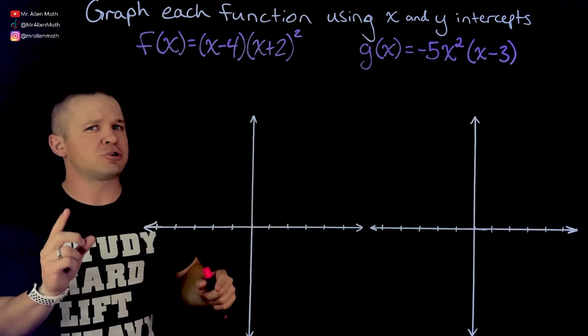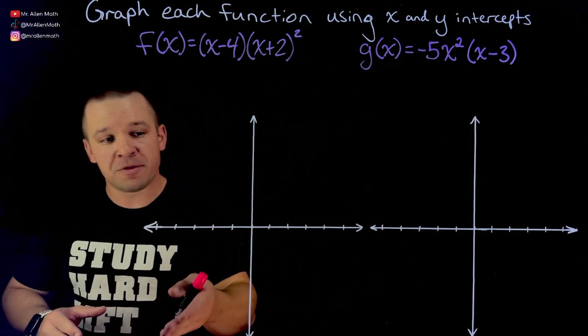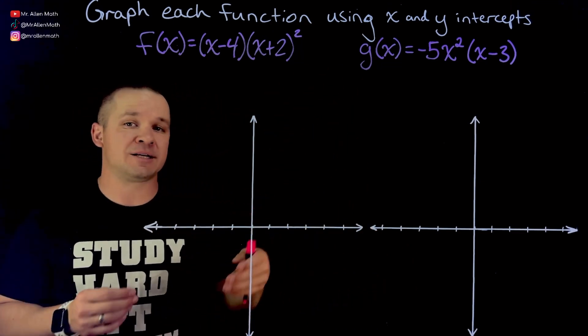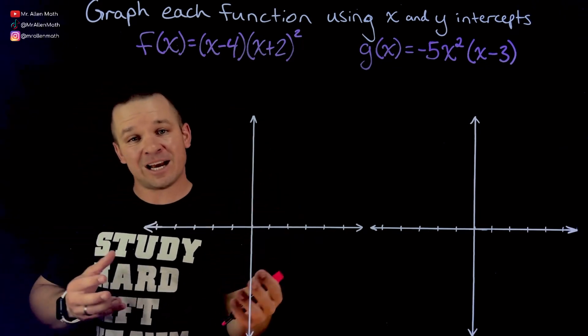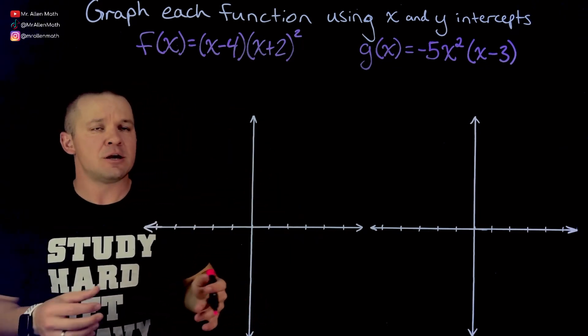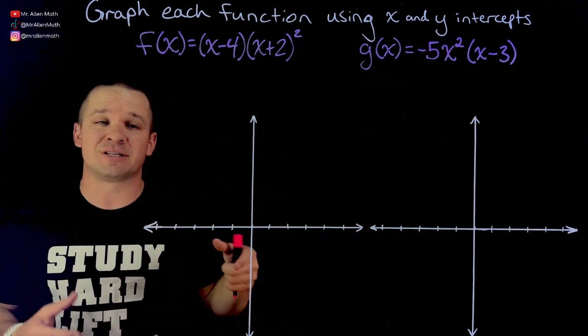There is something special here about a factor being squared graphically. Rather than passing through our x-axis, it is going to bounce off underneath or above. It's going to be tangent to that x-axis. So first, let's get our x-intercepts and our y-intercepts as the directions say here.